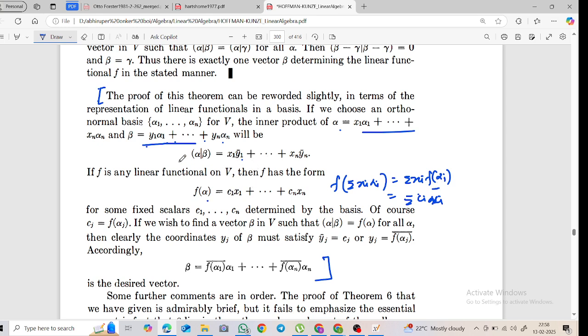Now you look at here. If f of alpha is alpha inner product beta for all alpha, you have to get c1 equal to y1 bar, right? So yj is f of alpha j, conjugated. That's it. So that's how you do it, sort of a back calculation.